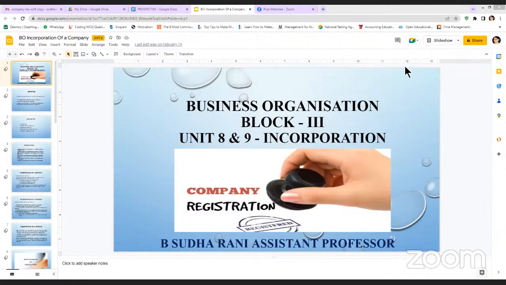Right. Today we are discussing the incorporation of a company and the types of documents to be filed at the time of incorporation of a company.